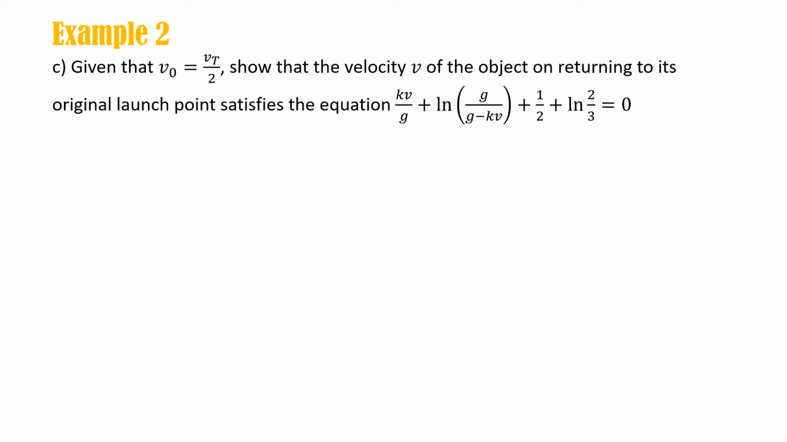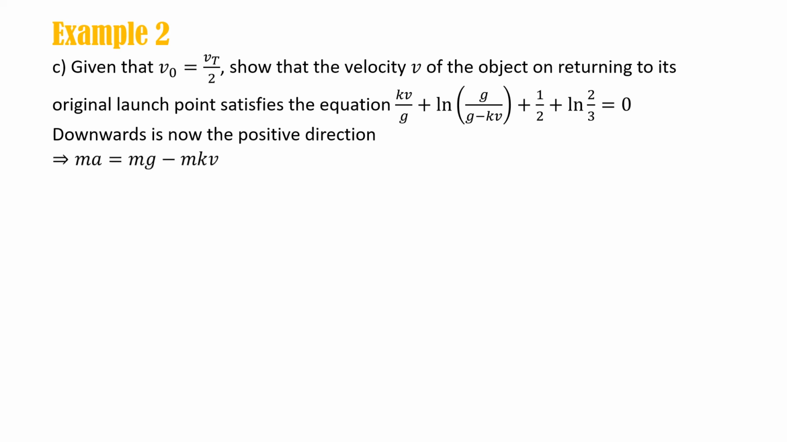It was launched, it's reached its maximum height, and now it's returning back down to its launch point. So we're just looking at the point where it's starting at its maximum height and it's returning back down to where it started from. So we're starting at the top and we're heading down now. That means that downwards is now our positive direction. So mass times acceleration is going to be equal to mass times gravity minus mkv. Gravity is helping us this time, so it's going to be a positive. Divide everything by m and we get that a is equal to g minus kv.